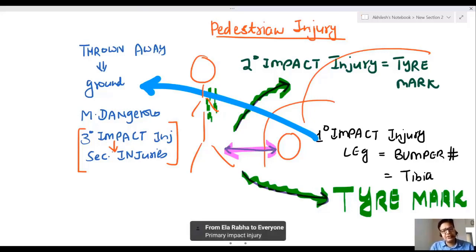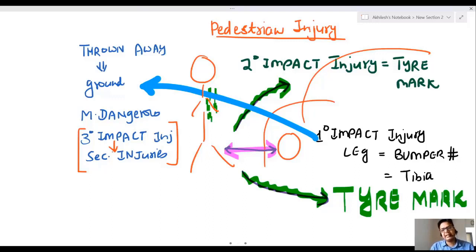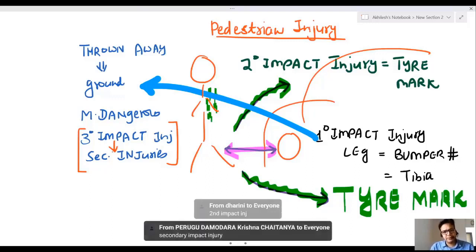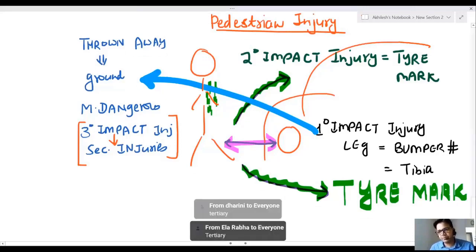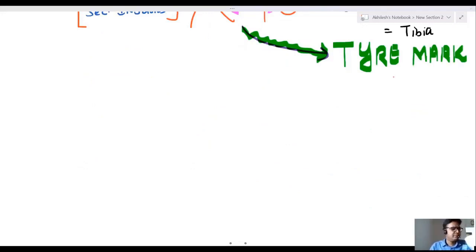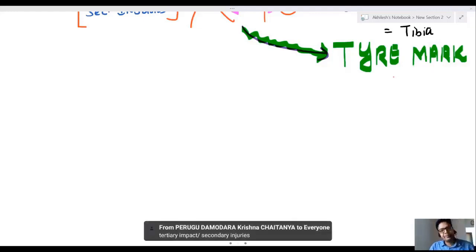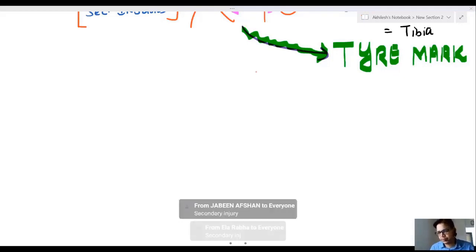Tire mark is an example of which injury? Yes, it is secondary impact injury. Okay. Most dangerous injuries are primary impact, secondary impact, or tertiary impact? It is tertiary impact injuries that are the most dangerous. Tertiary impact injuries are also known as secondary injuries. Yes, Damodaran, absolutely right, my dear friend.